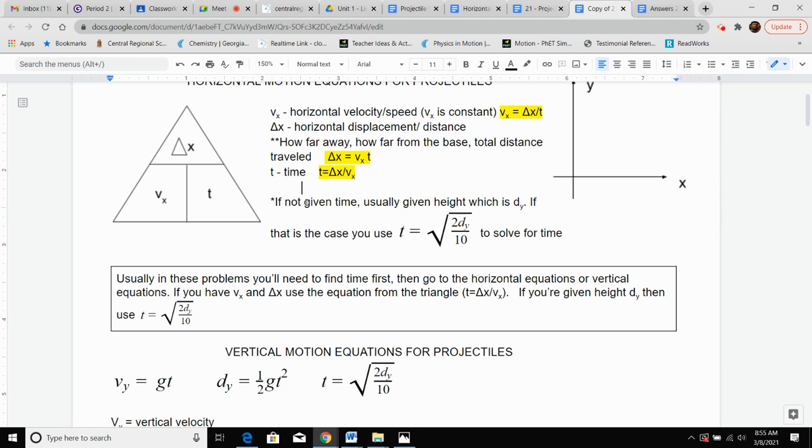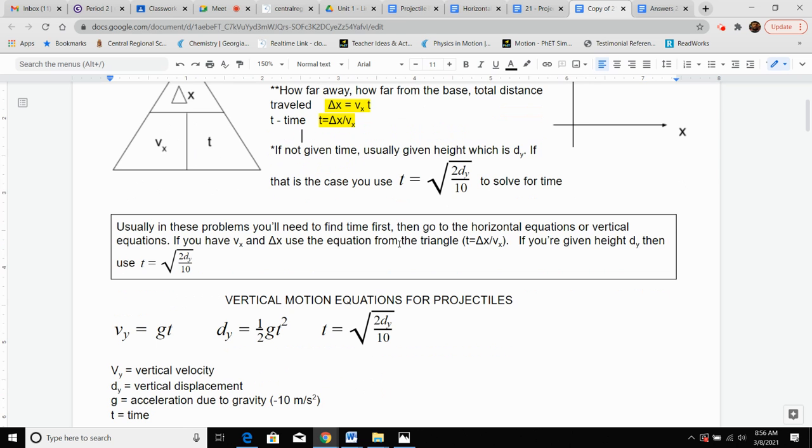So with that, if you can get time, then you can insert it into either set, in the vertical or in the horizontal. So again, to work the triangle, cover the letter up that you're looking for, and then it's going to wind up telling you what to do. Cover up delta x, it's Vx times t. If you're looking for Vx, cover that up, it's delta x divided by time. Okay.